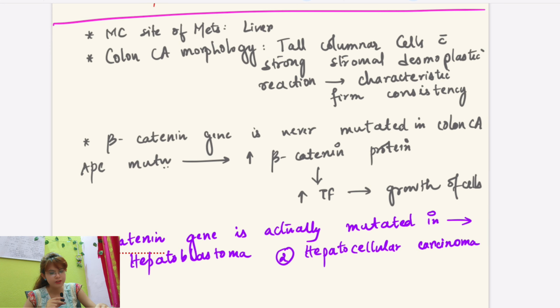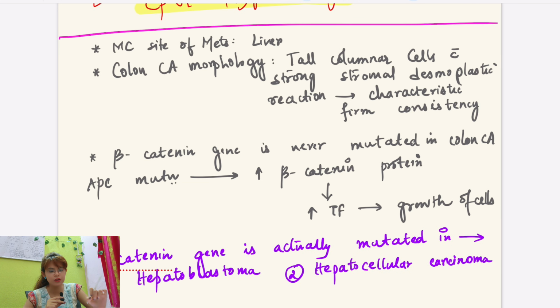Now some basic points. What is the most common site of the metastasis of the colorectal carcinoma? It is the liver. Number 2, what is the morphology of this? These are tall columnar cells with strong desmoplastic stromal reaction, which ultimately gives the characteristic firm consistency of these cancers. Okay, this is the morphology.